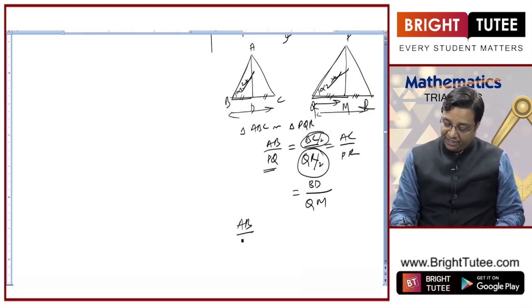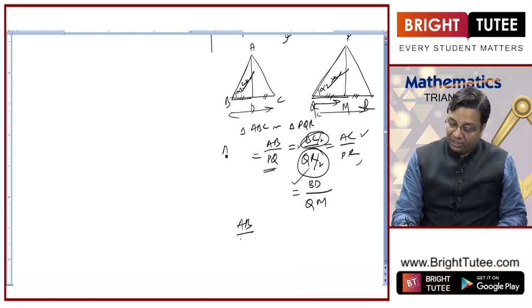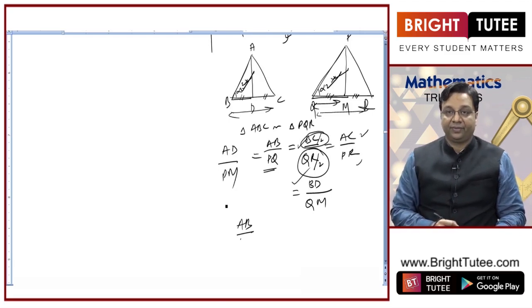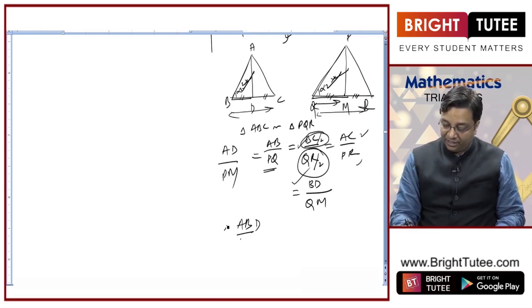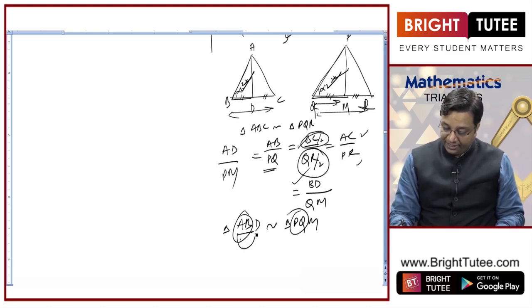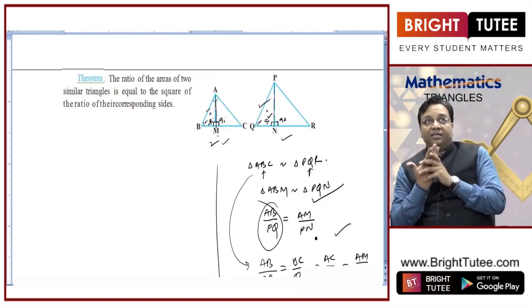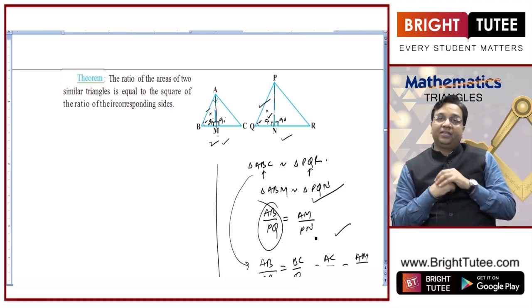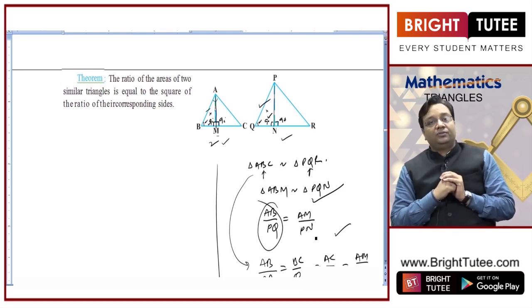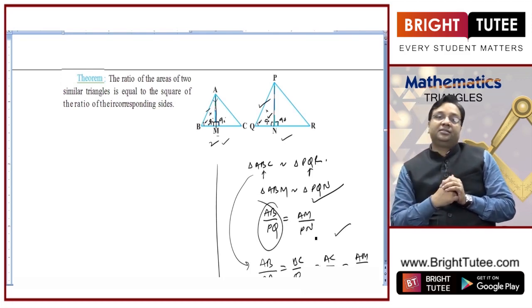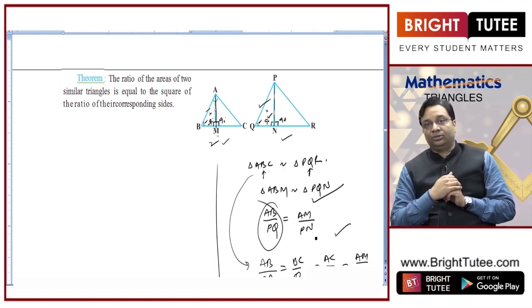Now I can say that AB by PQ is equal to BC by QR, equal to AC by PR, is also equal to AD by PM, because of the similarity of triangles ABD and PQM. So in two similar triangles, I can make this statement: the ratio of their corresponding sides is equal, and it is equal to the ratios of their corresponding altitudes, corresponding angular bisectors, and corresponding medians also.